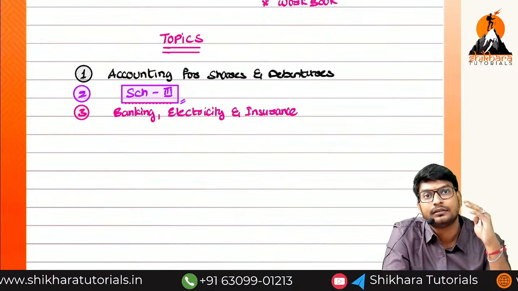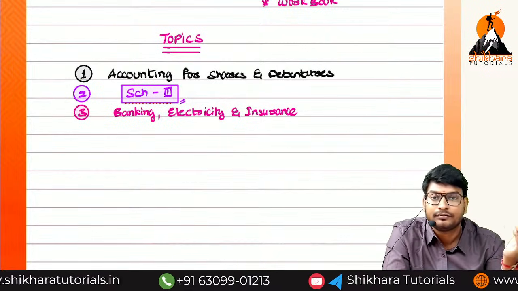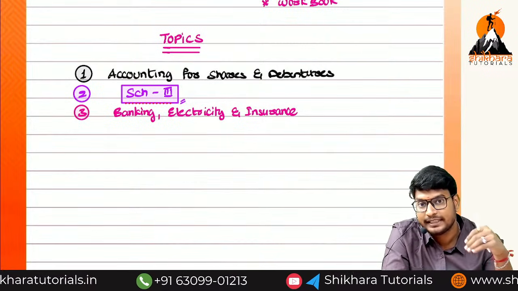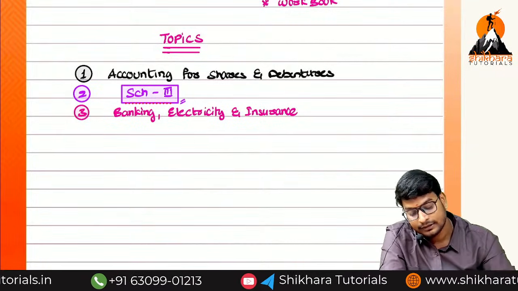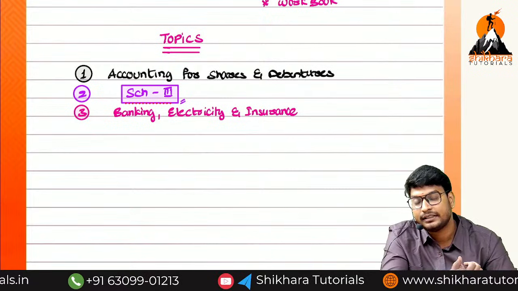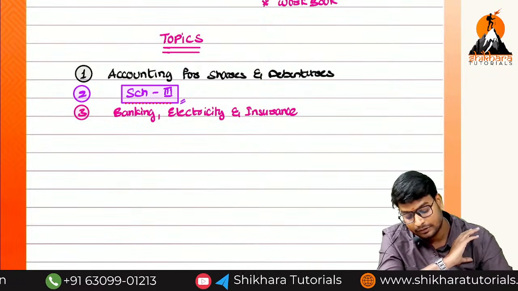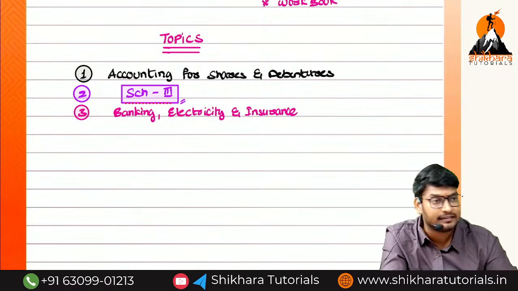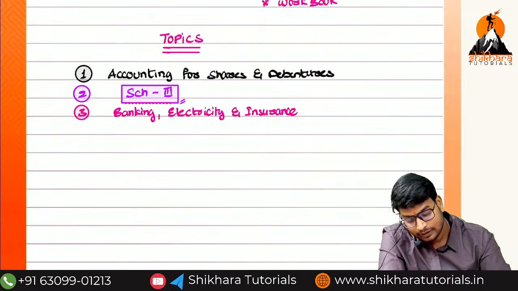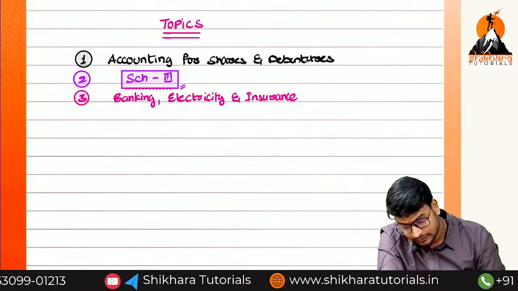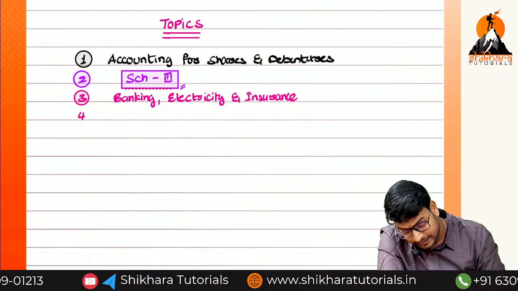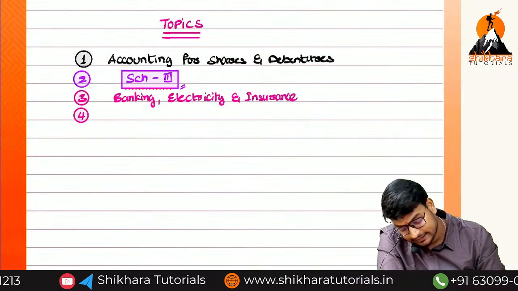In order to know all this information, what do we have to see in the accounts? We have to see the financial statements. For that reason, are the company financial statements the same or different? Different. We have to learn them in Schedule 3, and banking, electricity and insurance. And what is the common thing available in the accounts? The fourth topic is accounting standards.